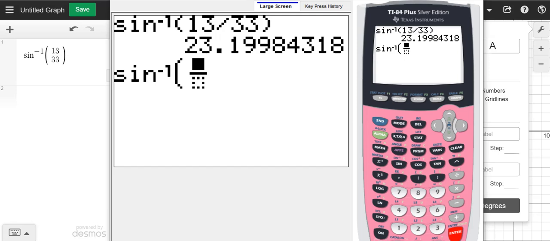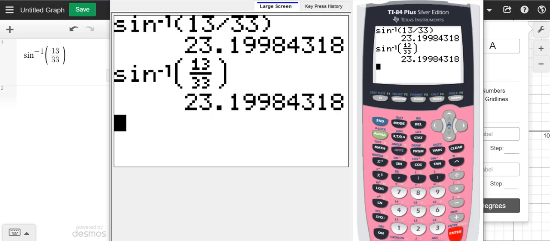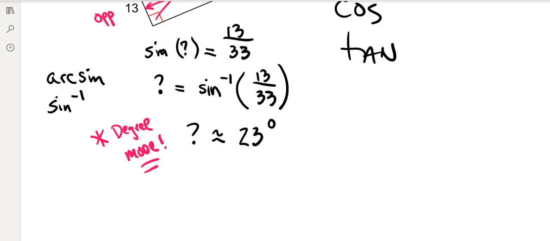Because when we hit enter and then type in 13 and then put 33 on the bottom, again, don't forget to close parentheses, hit enter, we would get the same thing. So whether you use Desmos or your graphing calculator, you should get the same values, 23.1998, and so on. And we have to go to the nearest degree, so that would round to 23 degrees. So that's how we would write that.